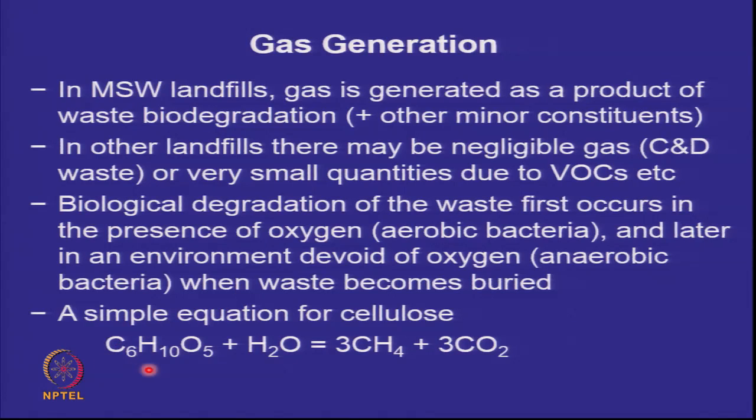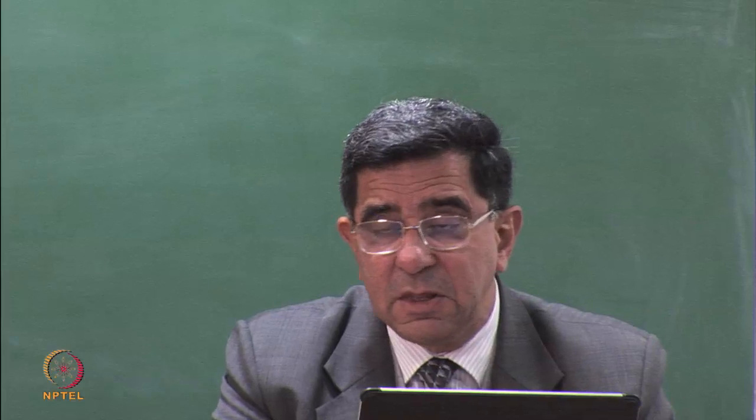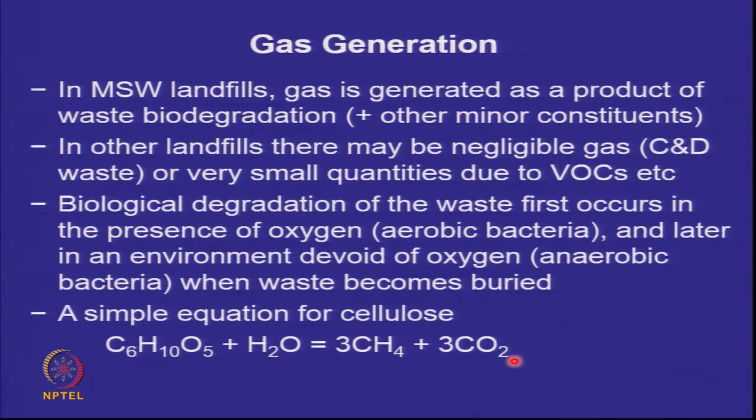So if you look at anaerobic degradation, it is in the absence of oxygen. And if I look at one of the biodegradable components, which is cellulose, then the reaction is something like this. It's a very simple equation. I'm not looking at lignin or other constituents, just a simple equation, and what you find is you form methane and you form carbon dioxide. So this is anaerobic. If it was aerobic, there would have been an oxygen content here and there would have been a different product of the degradation.